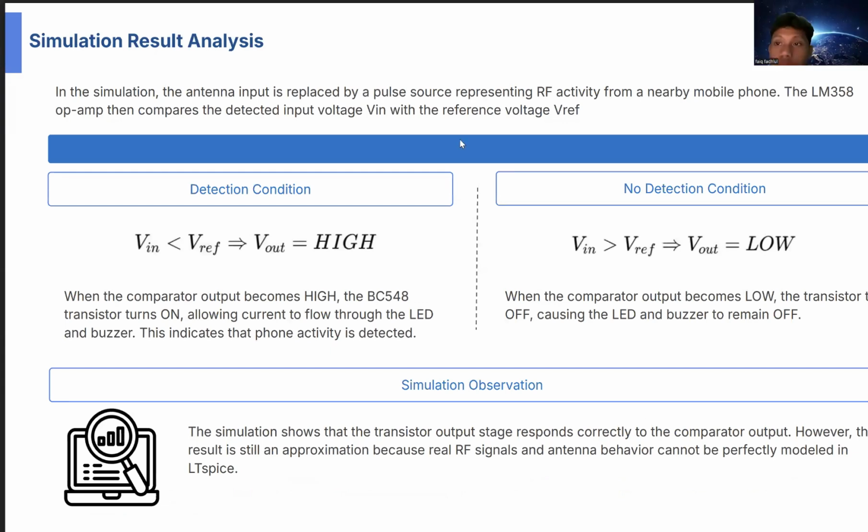Okay, next is simulation result analysis. In the simulation, when the pulse input is active, Vin becomes lower than Vref, causing the comparator output to become high. This turns on the transistor, LED, and buzzer, indicating phone detection. When the pulse is absent, the comparator output becomes low, and the outputs remain off. The simulation confirms that the transistor output stage responds correctly. Next.